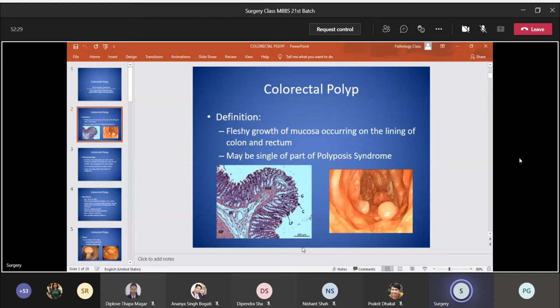And what is this polyposis syndrome? I'll come to it later on. You can see the polyps. You can see how the polyps look like. You see, they look like polyps. Okay, especially this one is a polyp.